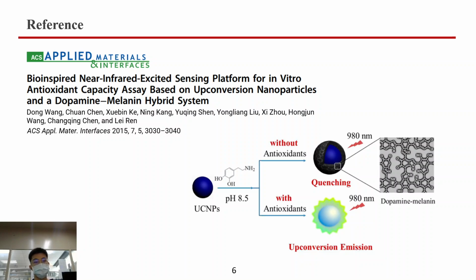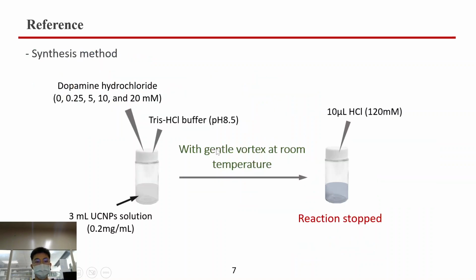Here I refer to an experimental method from this paper. They use a melanin-coated UCNP as a sensing platform for antioxidant capacity assay. So I follow their melanin coating process. Briefly, they add a kind of Tris-HCl buffer into the UCNP solution to create alkaline conditions. Then they add different amounts of dopamine hydrochloride crystal. After some stirring, we add hydrochloric acid to stop the reaction.